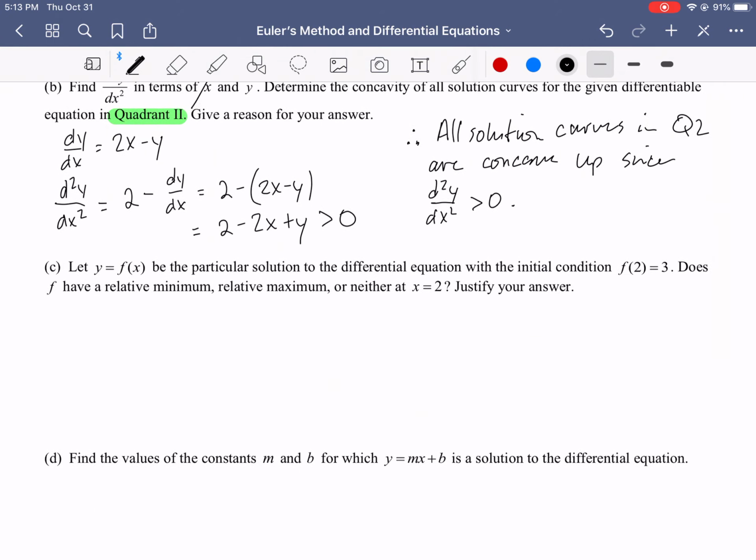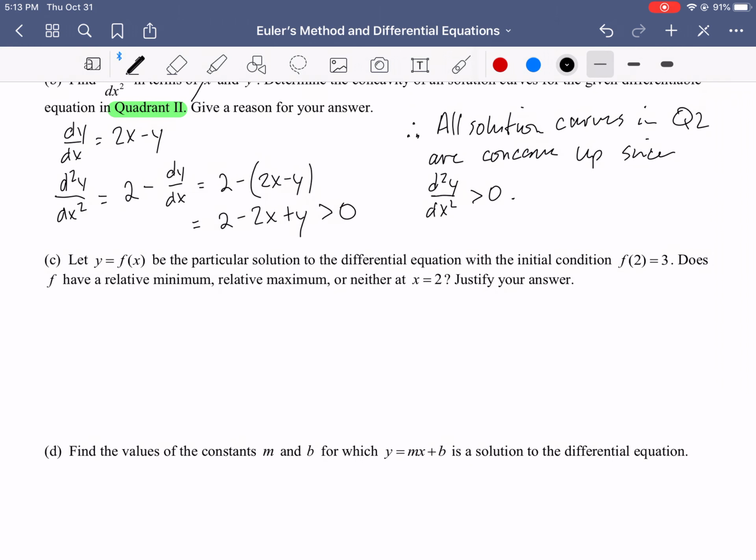All right. Letter C, let y equals f of x be the particular solution to the differential equation with initial condition f of 2 is equal to 3. Now that's normally the language that we hear when we want to solve the differential equation. But remember, I told you we can't solve this one because it's not separable. So they're going to ask us to do something different here.